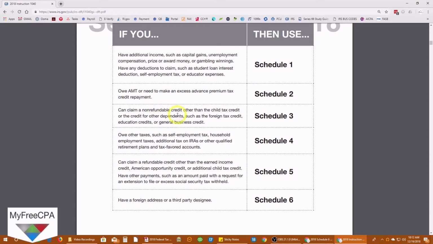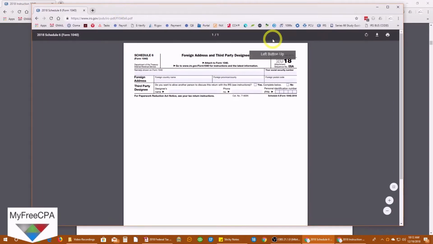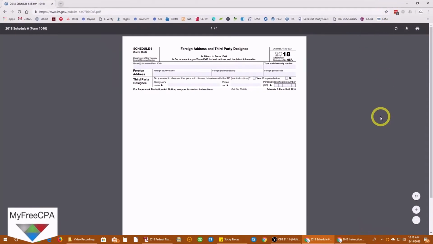Finally, Schedule 6. Schedule 6 is not usually going to be used too often other than by preparers that get paid or for people filling out tax returns for incapacitated individuals or individuals out of the country. That's going to be the third-party designee, foreign address, right? So if you live in another country, you have to fill out Schedule 6. If you have a third-party designee, which means you want somebody else to speak to the IRS on behalf of you, then you have to fill out this as well. The designee's name, their phone number, their PIN number. They need to be a designee by the IRS, which would give them a personal ID number.